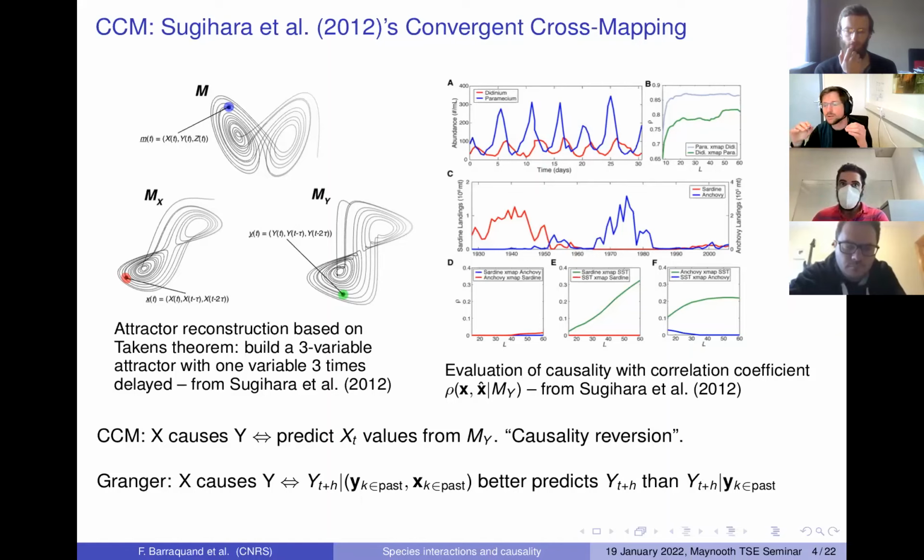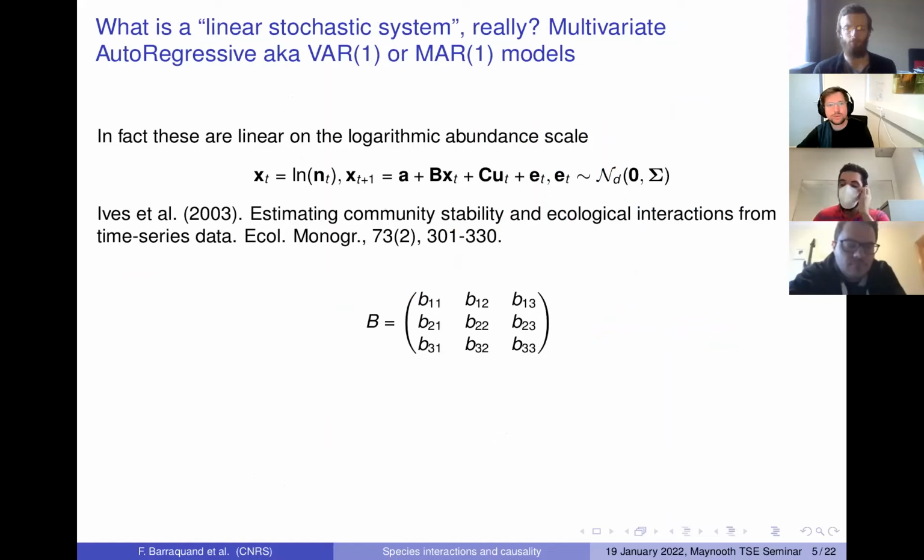So both methods look like they're very different, although, as we will see, this is not exactly the same thing as predicting from the attractor as predicting future values. So the methods might be more similar than they appear. Sugihara and co-authors suggested that Granger causality would apply well only for linear stochastic systems, and that forces us to make more precise what a linear stochastic system is.